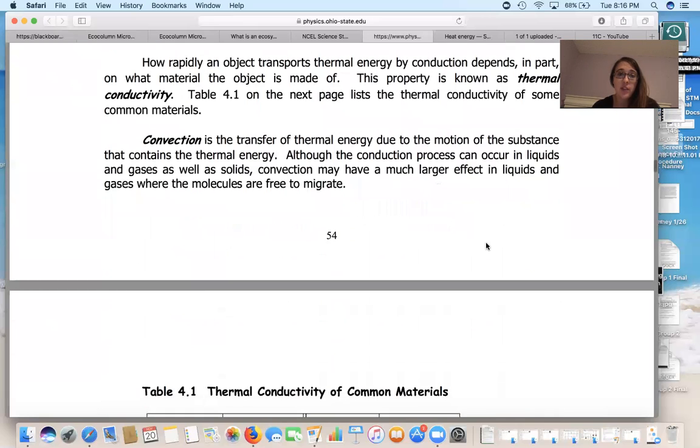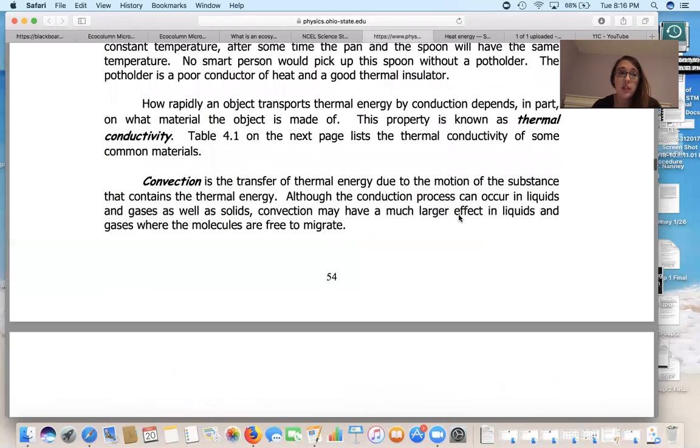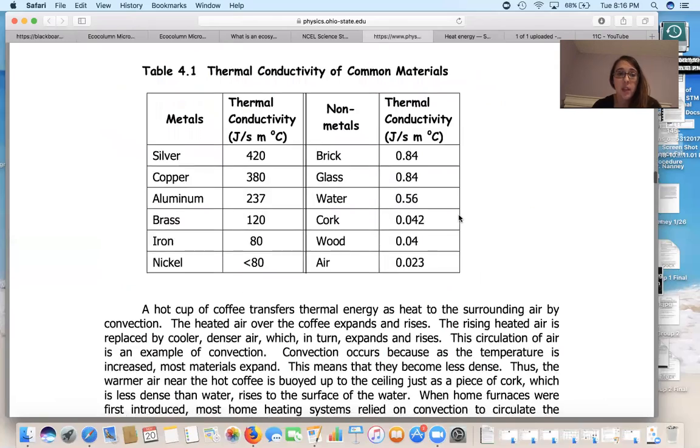Convection is the transfer of thermal energy due to the motion of the substance that contains the thermal energy. So conduction occurs in liquids and gases as well as solids. Convection may have a much larger effect in liquids and gases where the molecules are free to migrate. So conduction, they just go to their neighbors. Convection, they're able to migrate.